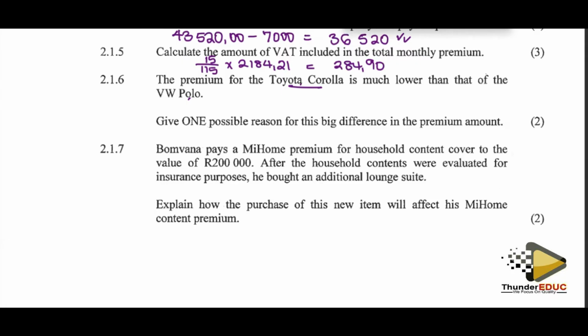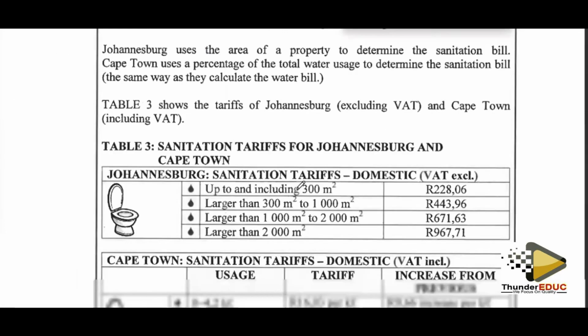Explain how the purchase of this new item will affect the content premium. The content premium will increase. Why? By the time they came to evaluate your content, your items in the house, this couch was not there, or the launch suit was not there. So you bought it after they had. So if anything happens and you claim, it might not even be looked at. Question number 2.2.